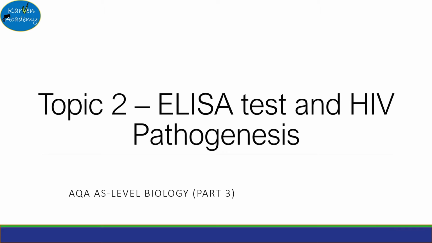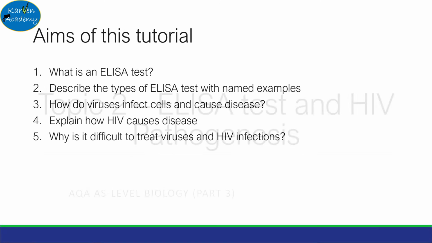In this video, we will look at cell immunity. This is the final part in the immunity series where we'll look at ELISA tests and the pathogenesis of HIV. So let's get started. Here are the aims of this tutorial.